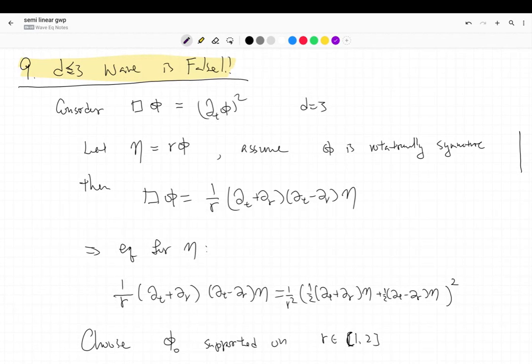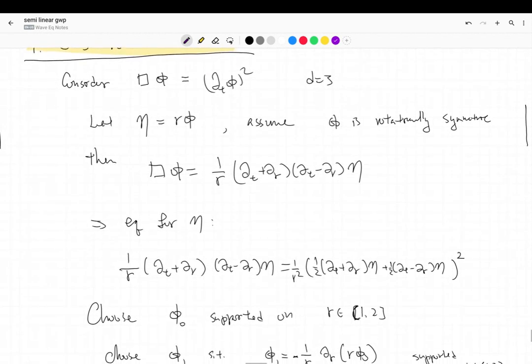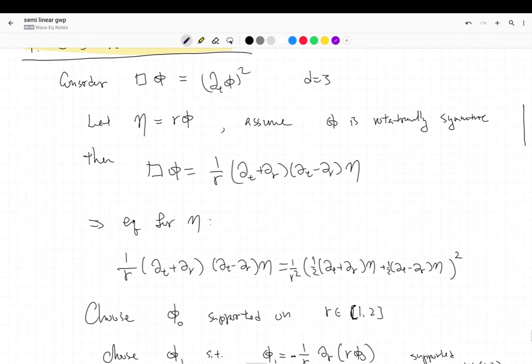So let me just give you a very quick sketch of the argument of how this works. Okay. So we're going to consider the following generic quadratic nonlinear semi-linear wave equation in d equal to 3. Okay. So we're going to solve box phi, the wave operator, equal to (dt phi) squared. Okay.